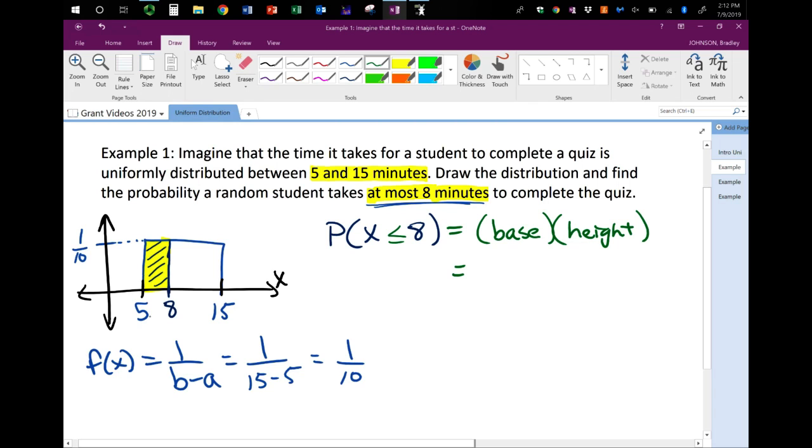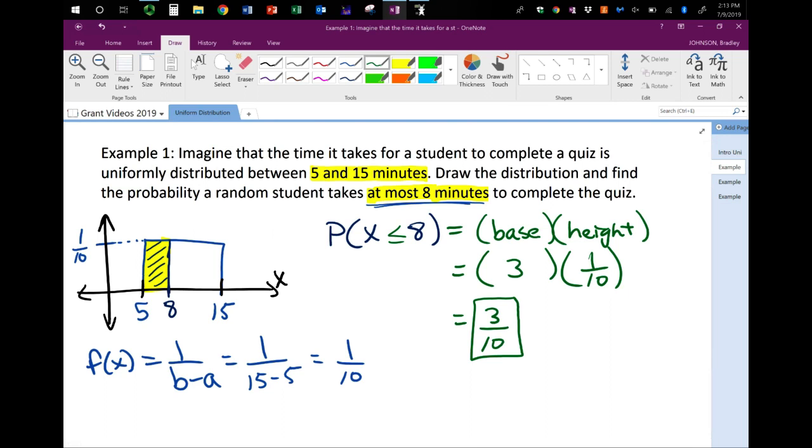Now the base, from 5 to 8, you see, that is 3 units. So 3 is our base, our width, right? And our height, or the length, is a tenth. So 3 over 10 would be our solution, or 0.3. Okay, now we know that this is a valid solution because probabilities are always between 0 and 1.